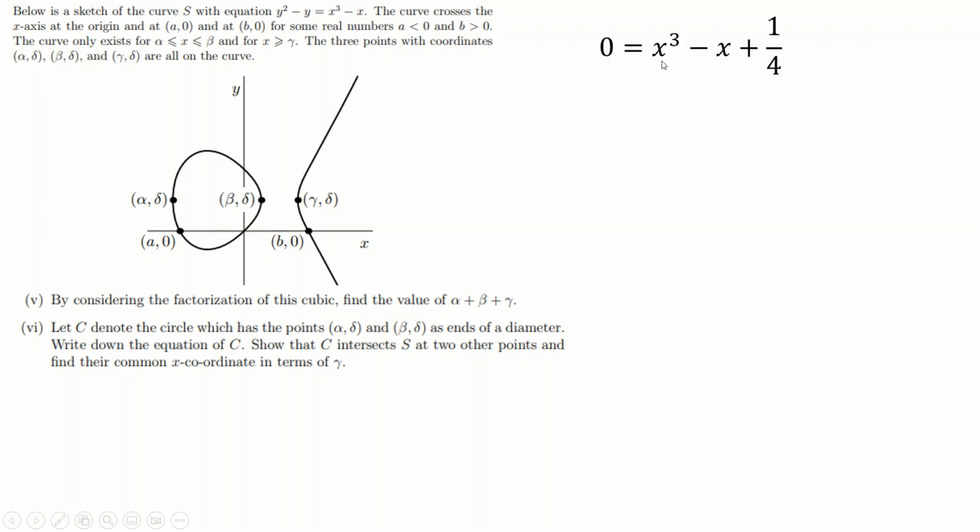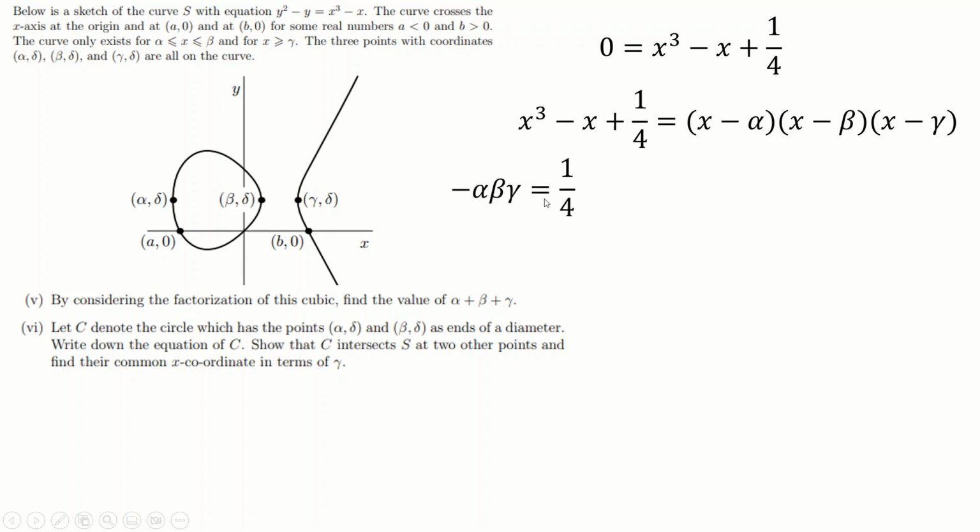Okay. Now, if this thing factorizes and has roots alpha, beta, gamma, then it must factorize to this. And if you do further maths, you'll be very comfortable with what I'm about to do. But essentially, if you imagine expanding this out, you can then compare coefficients. So for example, the only thing on this side that doesn't have an x in it is when you do alpha times beta times gamma with a bunch of negatives, to make this, and that must be the same as a quarter.